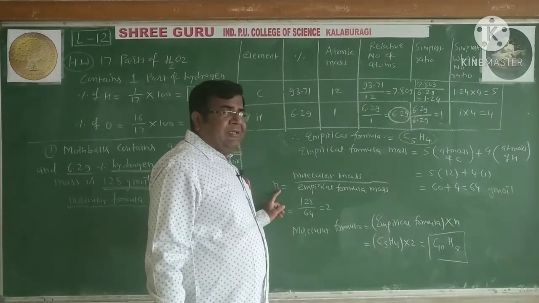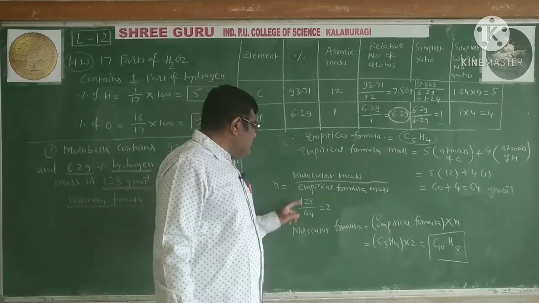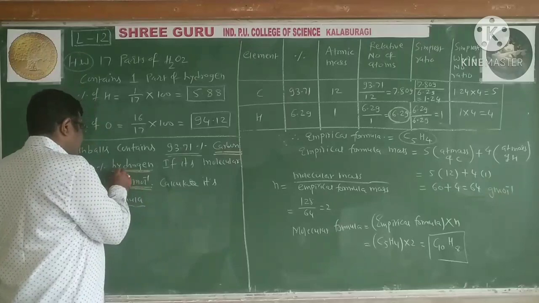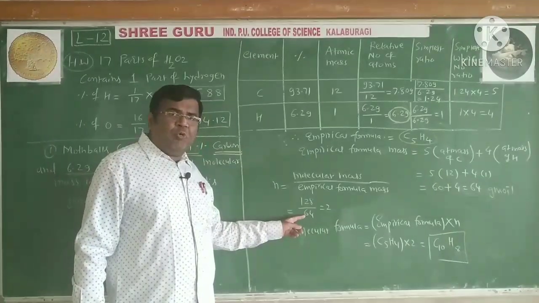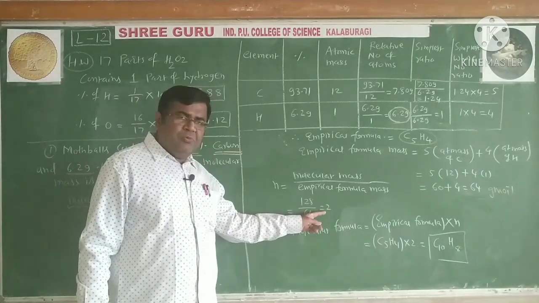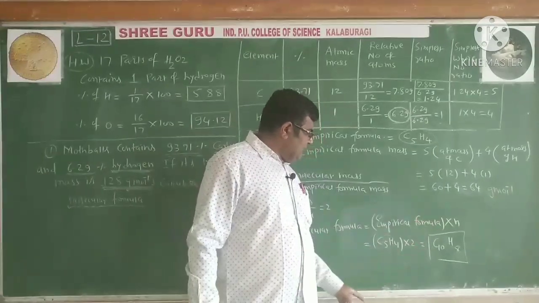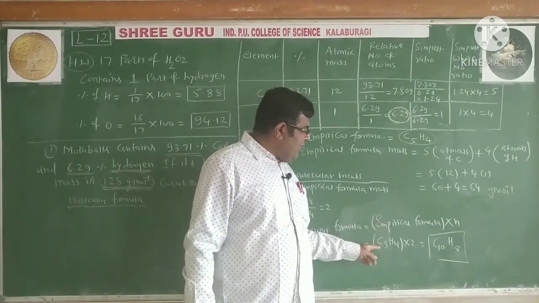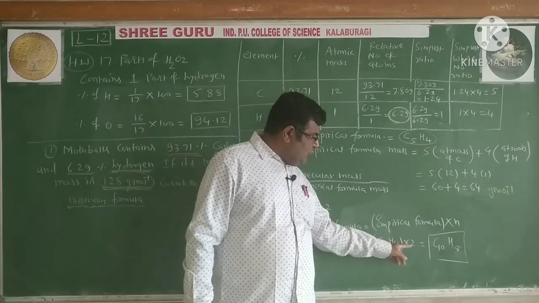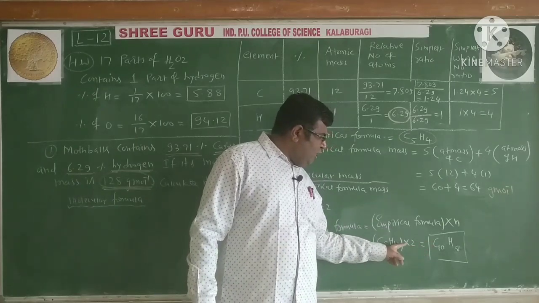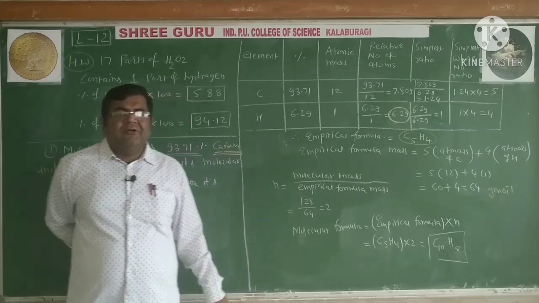Then we have to calculate n here. n is molecular mass divided by empirical formula mass. Molecular mass is given in the question, 128 gram per mole, divided by 64. That happens to be 2. The molecular formula is equal to empirical formula into n. Empirical formula is C5H4 multiplied by 2. So 5 into 2 is 10, so C10. 4 into 2 is 8, so H8. That is our molecular formula.